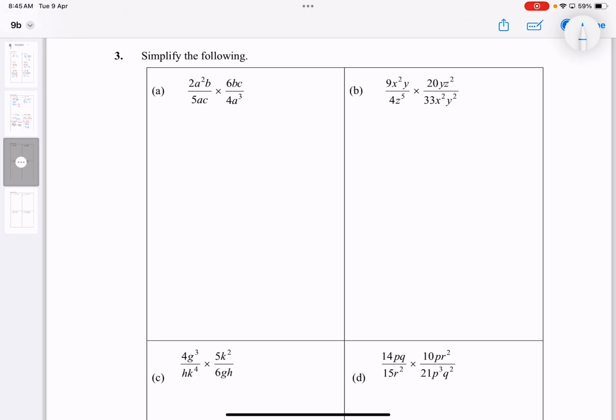Question 3, all of you must get full marks. Put all the numbers to one side, all the alphabets to another side. Then you start to cancel. Why can we do that? Because there is no plus or minus here. We don't see any plus and minus.